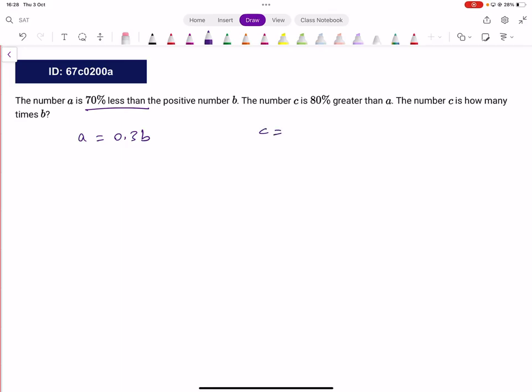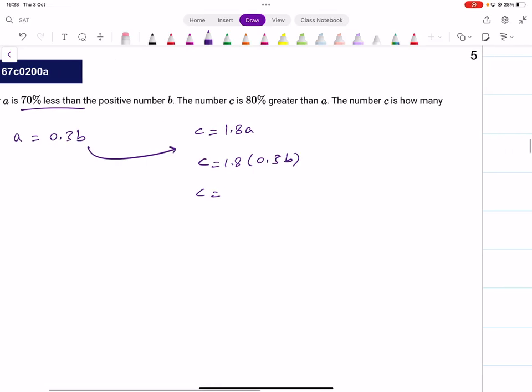The number C is 80% greater than A. C is equal to 1.8 times A. C is how many times B? So eliminate A from this. Just input this there. C is equal to 1.8 into 0.3 times B. What do you get from that? 1.8 into 0.3?